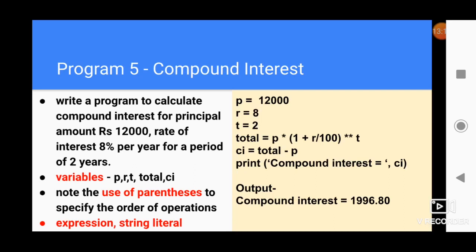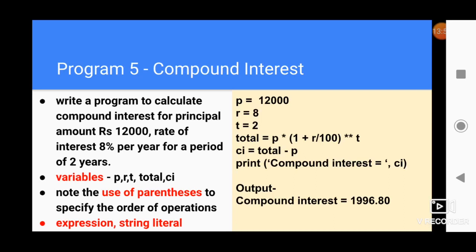Otherwise, if we would not have used this parenthesis here, what would have happened is that r slash 100 double star t would have been there, and first of all the exponentiation operator would have worked. That means 100 would have been raised to power t instead of the desired sub expression being raised to power t. Okay, now the expression is calculated and the result is placed inside the variable total.